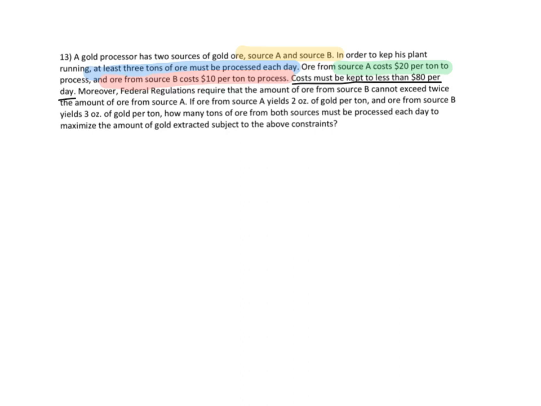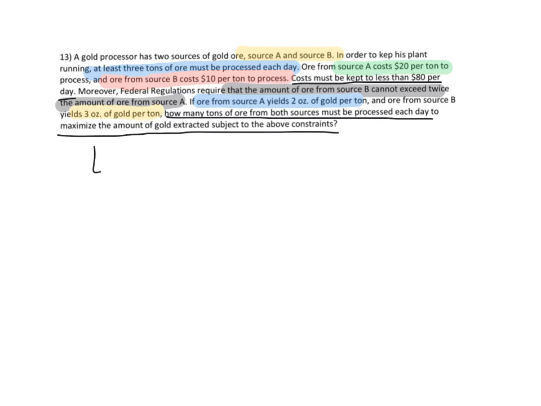Moreover, federal regulations require that the amount of ore from source B cannot exceed twice the amount of ore from source A. If ore from source A yields 2 ounces of gold per ton, and ore from source B, 3 ounces of gold per ton, how many tons of ore from both sources must be processed each day to maximize the amount of gold subject to the above constraints?